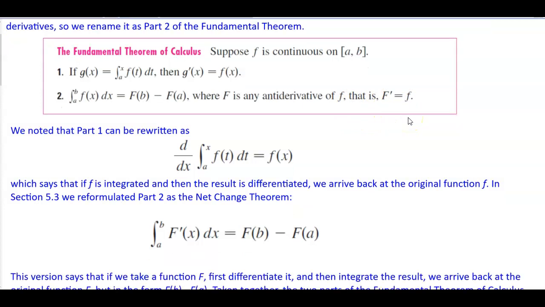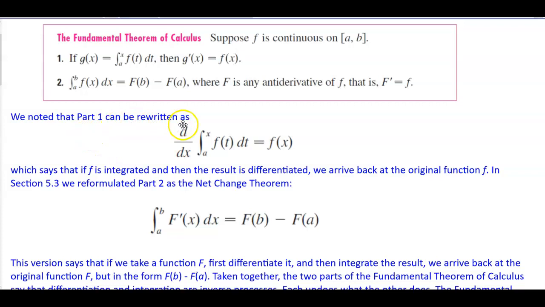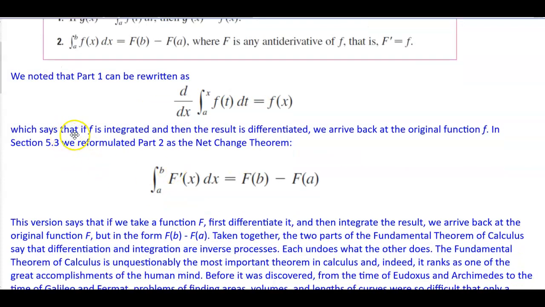f. We noted that part 1 can be written as d with respect to x of the integral of f of t dt from a to x is equal to f of x, which says that if f is integrated and then the result is differentiated, we arrive back at the original function f.